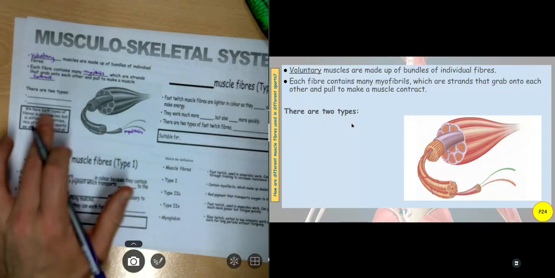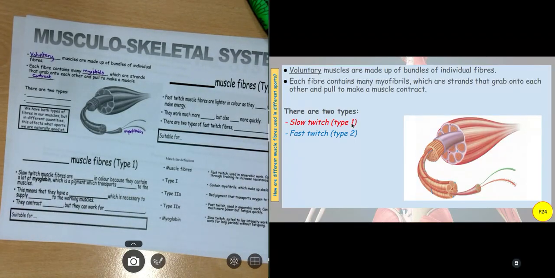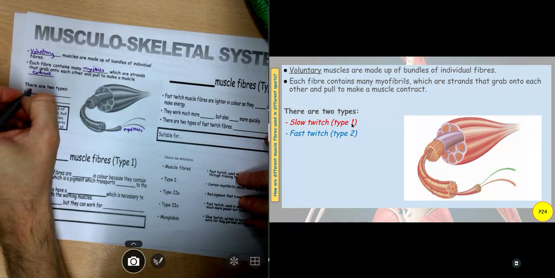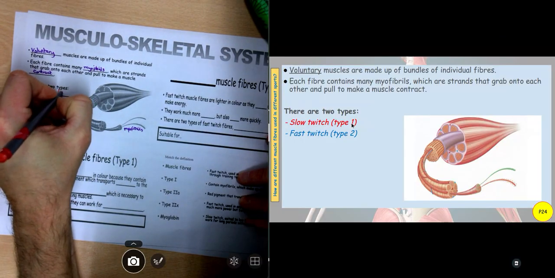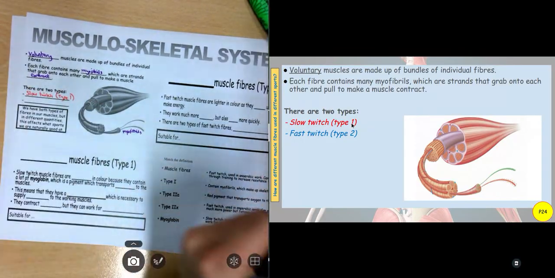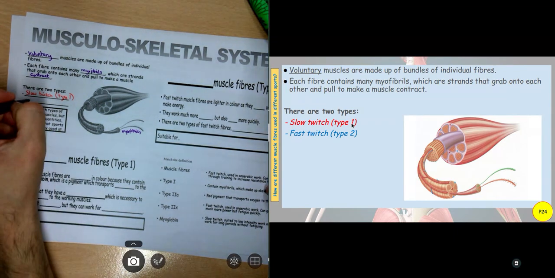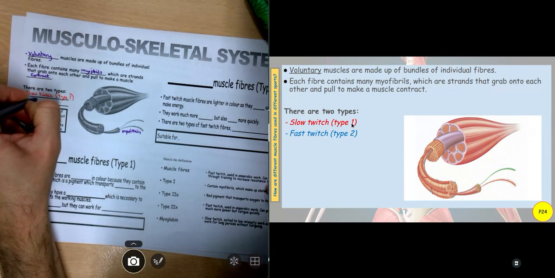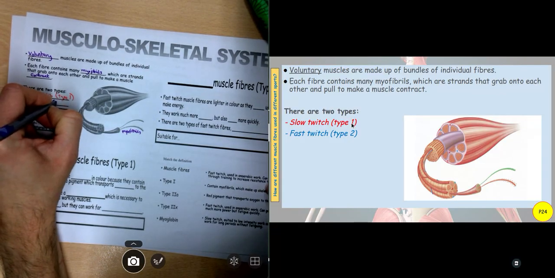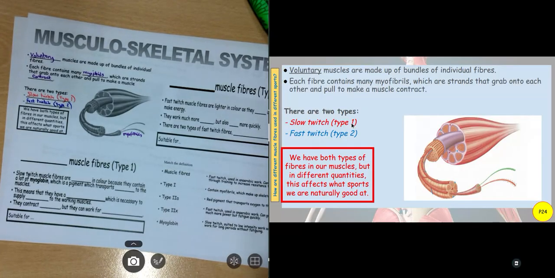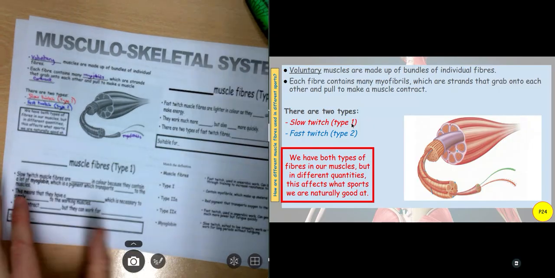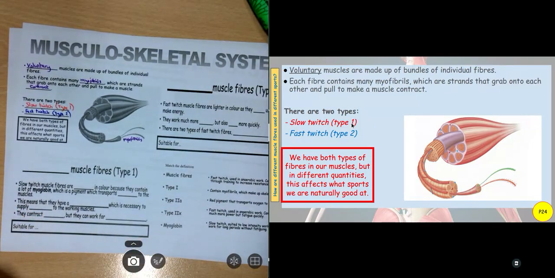There are 2 types of muscle fibres. They are slow twitch and fast twitch, sometimes referred to as type 1 and type 2. We have both types of muscle fibres in our bodies, but we have them in different quantities, and this will affect what sports we're naturally good at.